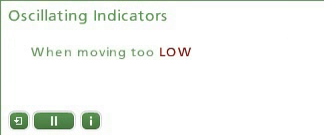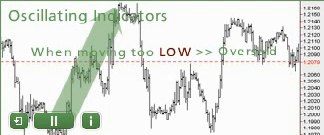When an oscillating indicator moves too low, the currency pair is considered to be oversold. This means too many people have sold the currency pair and there are not enough sellers left in the market to push the currency pair lower. This indicates the currency pair is at risk of losing momentum and turning around to move higher or sideways.